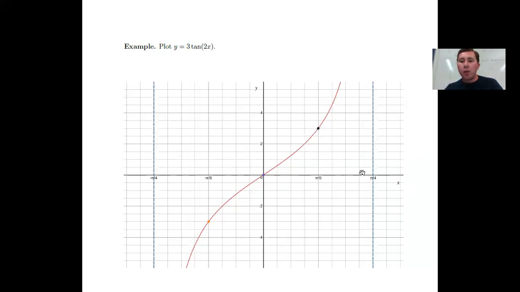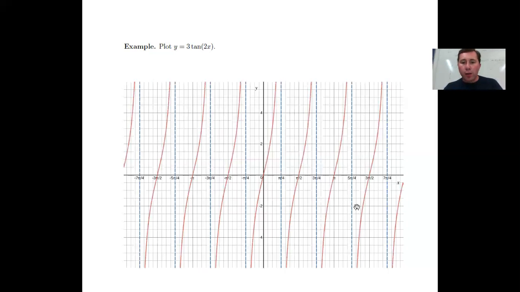And now, remembering that the period was pi over 2, you can create this picture. You just draw another asymptote, pi over 2 after pi over 4. So pi over 4 plus pi over 2, in other words, is 3 pi over 4. Then 5 pi over 4, which is just 3 pi over 4 plus pi over 2.